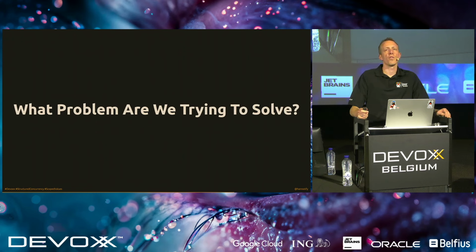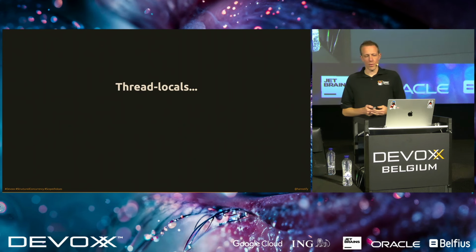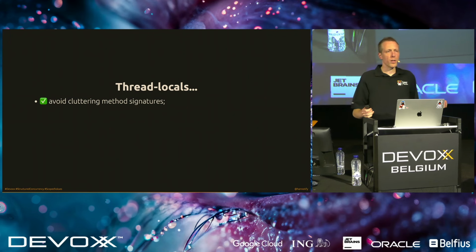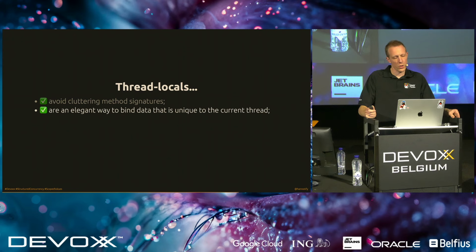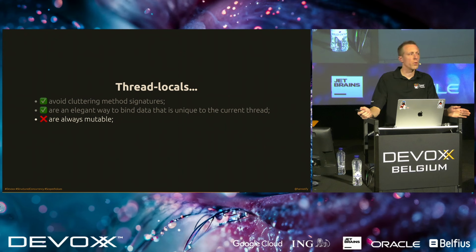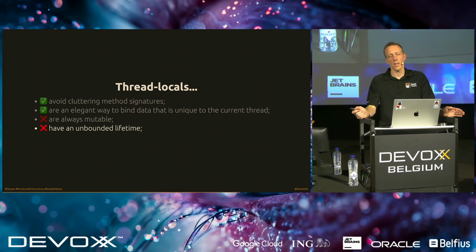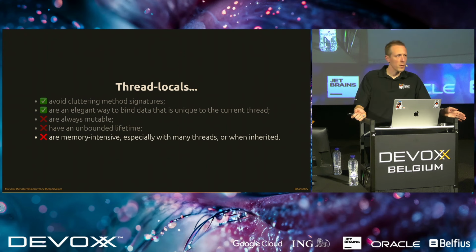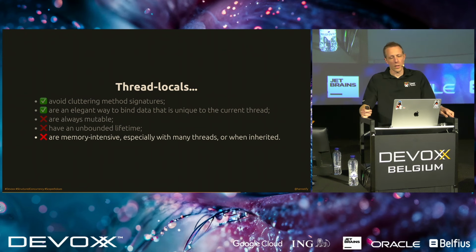And let's remind ourselves of the problem that we're trying to solve here. So we talked about thread locals before. They can make sure that values unique to the thread can be passed around without using method signatures. They are an elegant way to bind data that is unique to the current thread, but they are also always mutable. We don't like that. They have an unbounded lifetime as long as the thread is active. We don't like that. And they can be memory intensive, especially with many threads or when inherited. And scoped values are an answer to these pros and cons.